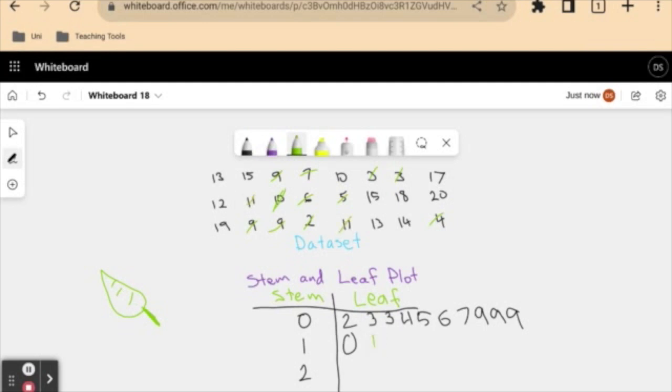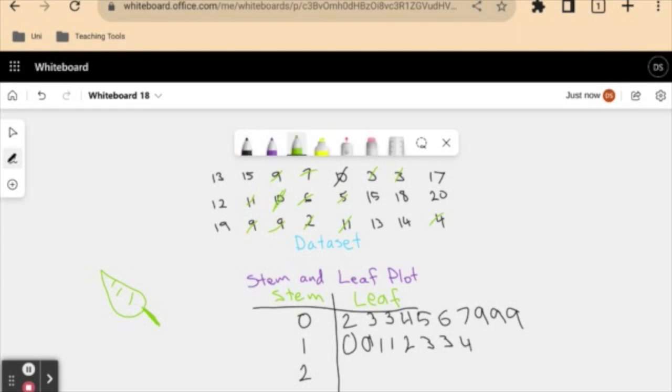Oops. Let's leave this all in the same color, shall we? We have two 11s. We have a 12. Oh, sorry. Once again, I've missed a 10. So let's make this into a 10, another 0, and two 1s. And okay, next we have a 12, two 13s, and a 14.